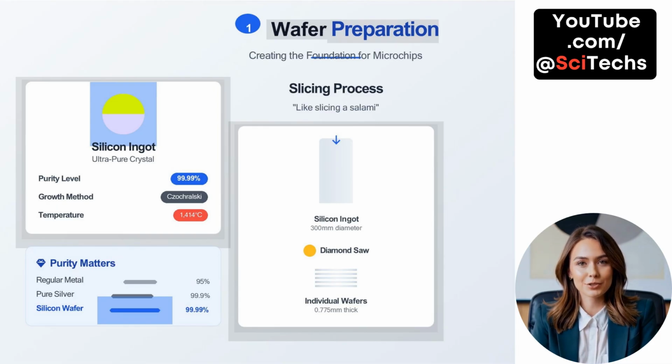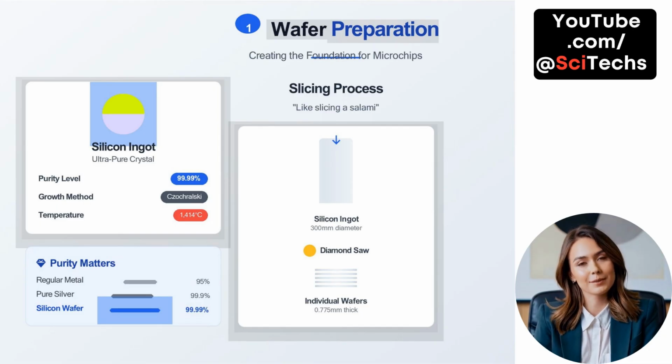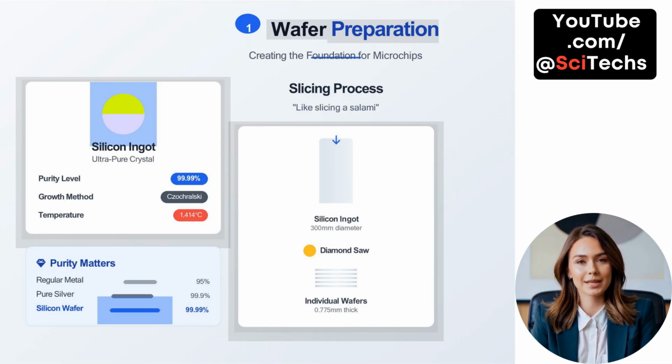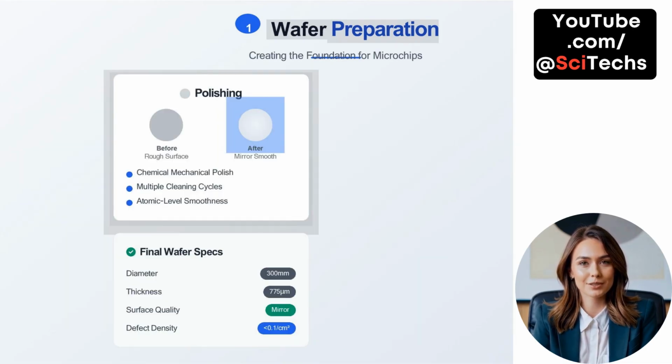A diamond saw is used to cut the ingot, which typically has a 300 millimeter diameter, into individual wafers just 0.775 millimeters thick. This slicing must be uniform and precise to ensure wafer flatness and structural integrity. The high purity and dimensional accuracy of these wafers are critical, as any imperfections can lead to performance failures down the line.